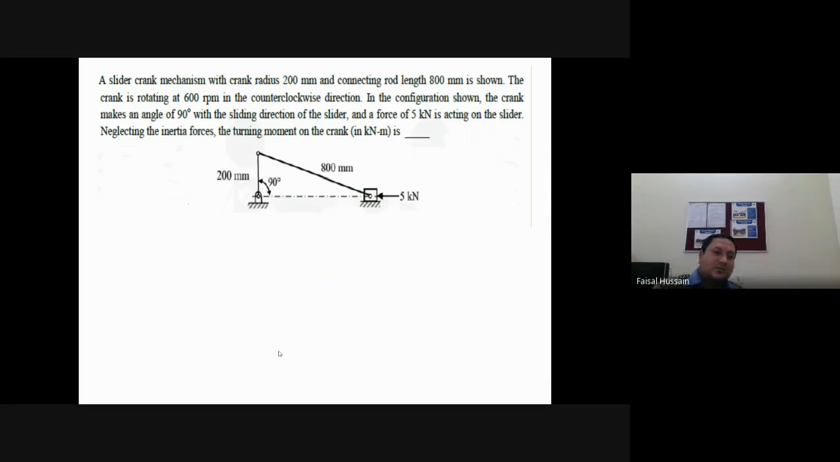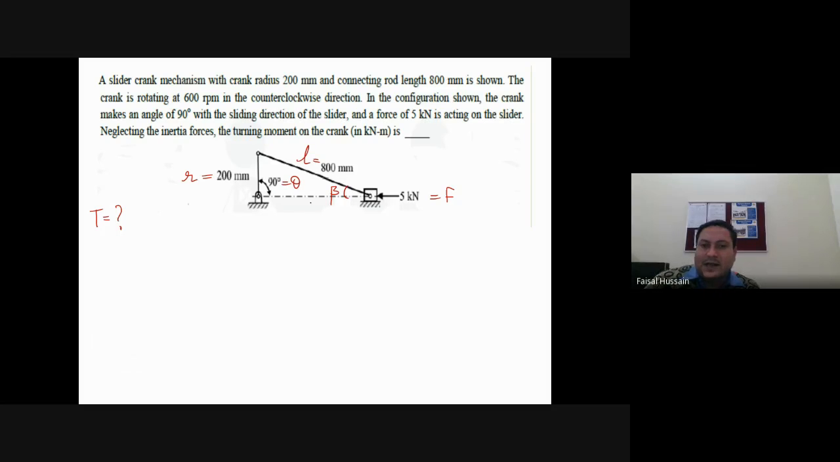Now let us see this question. A slider crank mechanism with crank radius 200 mm and connecting rod length 80 mm is shown. The crank is rotating at 600 rpm in counterclockwise direction. In the configuration shown, the crank makes an angle of 90 degree. So this is your radius, this is your length, this angle is theta, this angle will be beta. This is your force F. And what we have to do? We have to determine the torque.